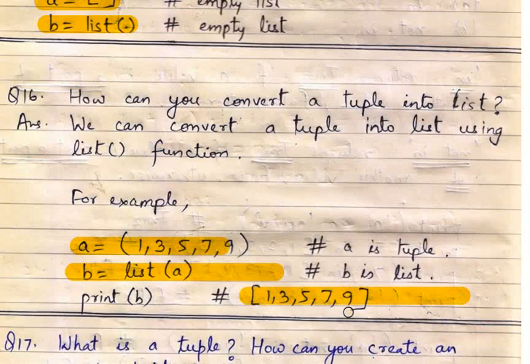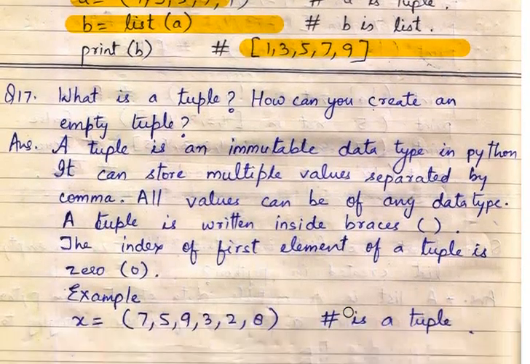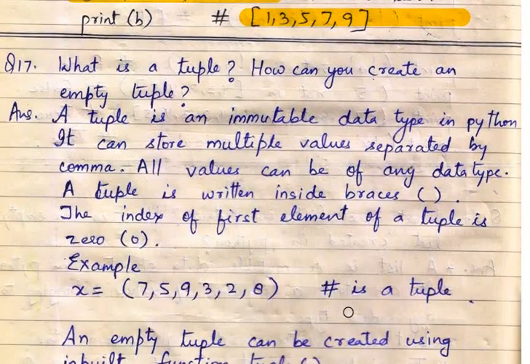Now the question says, what is a tuple? How can you create an empty tuple? The same question that was asked for a list, the same question we are asking for a tuple now. So what is a tuple? How can you create an empty tuple? Both parts are the same. So when you have different sets of examinations, then in that case you actually get one question in one set and the other question in the other set.